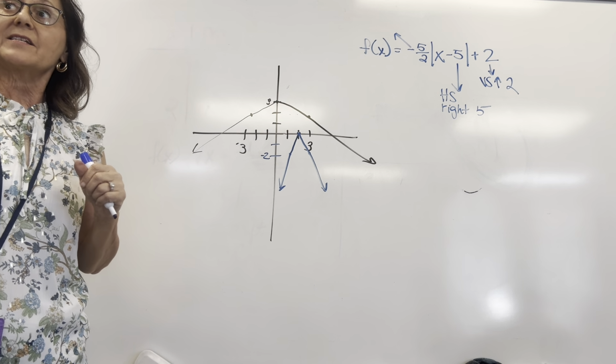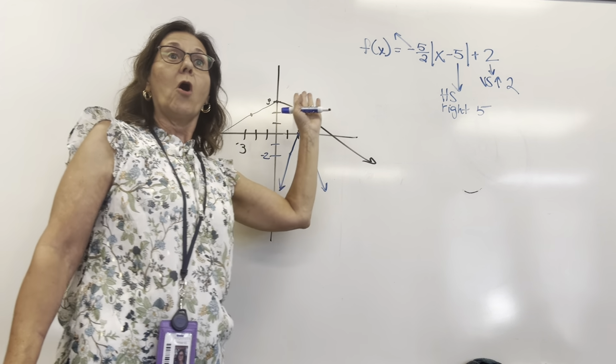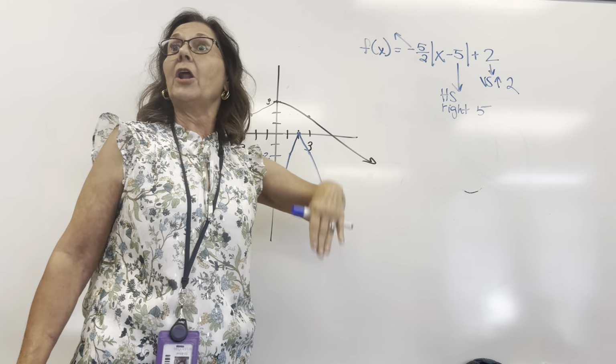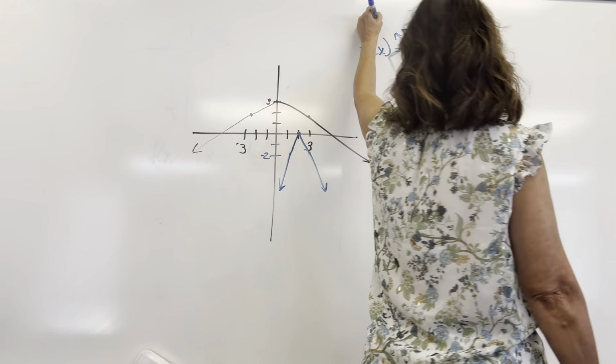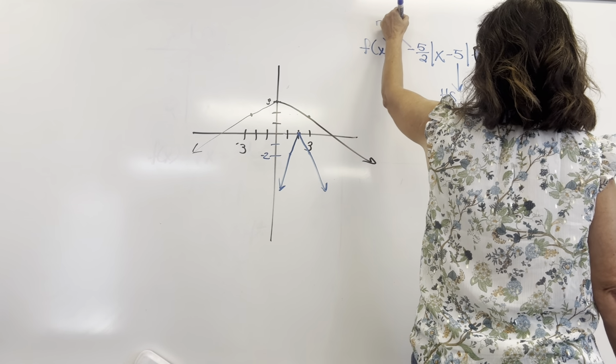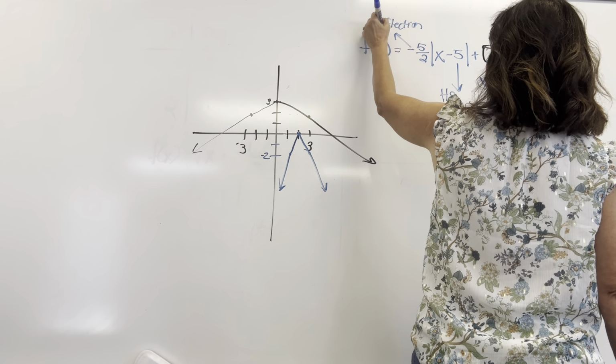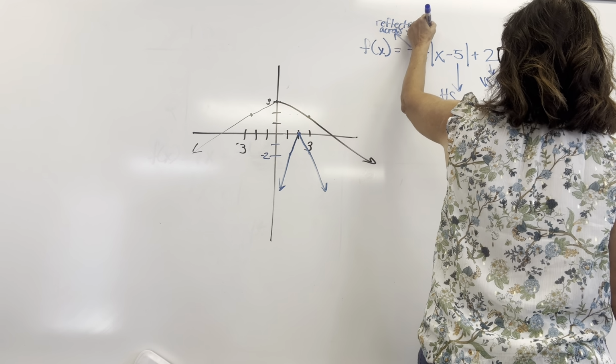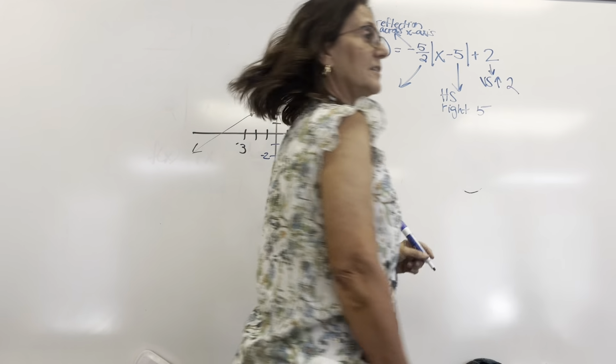It reflects across the x-axis. So instead of opening up, it opens down. It's called a reflection. It reflects across the x-axis. And what is the 5 halves?